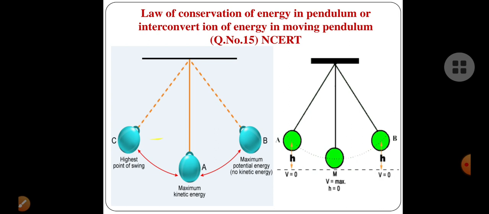From where does that energy come? Because we have done work in lifting this object to this height. That work is converted into energy. When we leave it, it will start moving towards its mean position. These are extreme positions and this is the mean position. As it is moving towards the mean position, its height from the ground level is decreasing. You can see the height is decreasing. As the height is decreasing, its potential energy is also decreasing. But as it is gaining velocity, its kinetic energy is increasing.